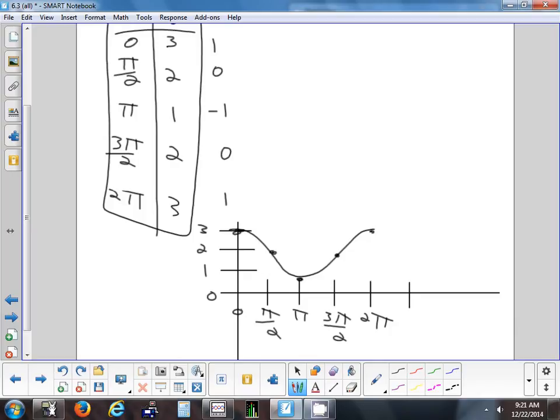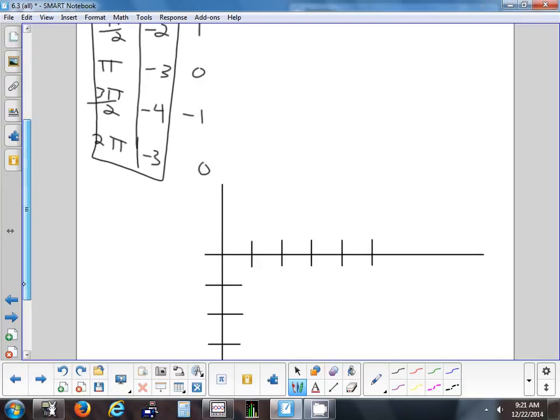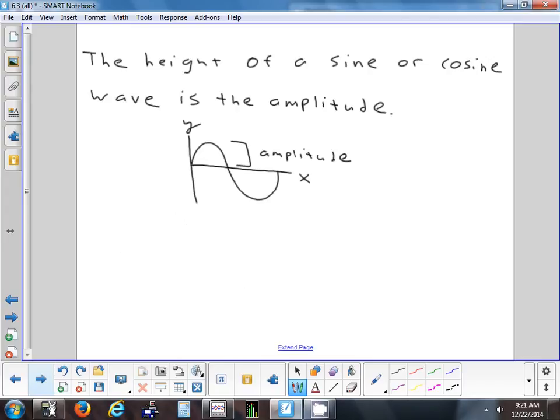Yep. 2. Now, what if I took the top one and did that? What would be the amplitude now? 3. Still 3. What did that negative do? They just flip it over. Yeah, it's going to cause a reflection vertically. So it would cause it to flip over the x-axis. So if I ask you for finding the amplitude, that's all you got to do.